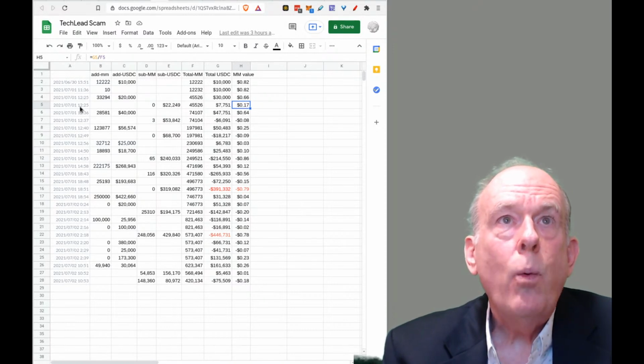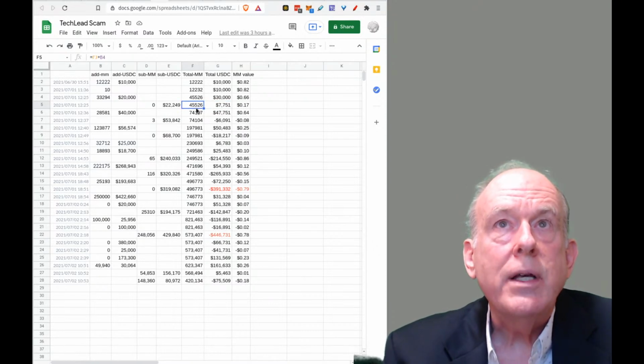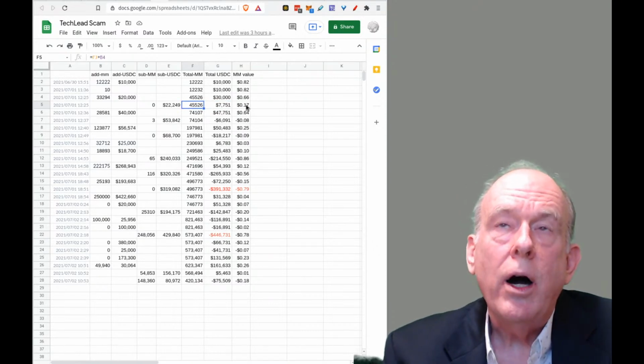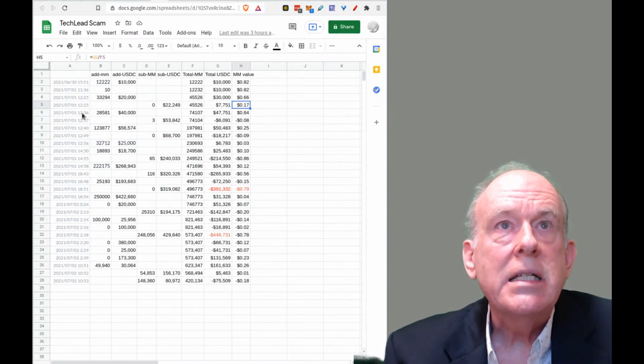So on 7/1/25, just a few minutes after adding liquidity, he immediately takes out $22,000. So he's only got $7,700 at stake, but he's got 45,000 of these tokens in circulation on Uniswap. The value of the token is 17 cents at that point.